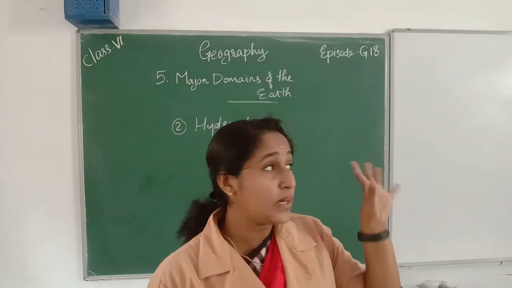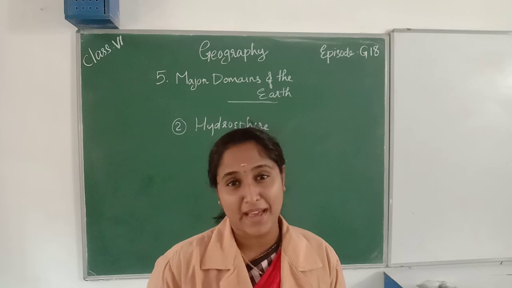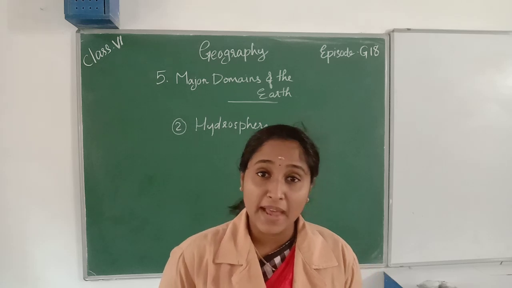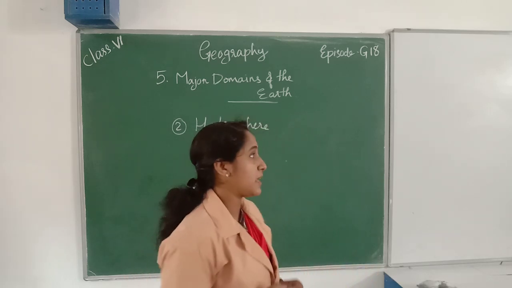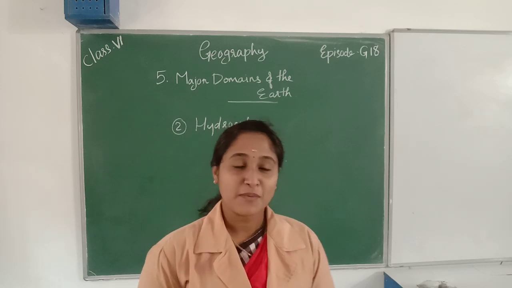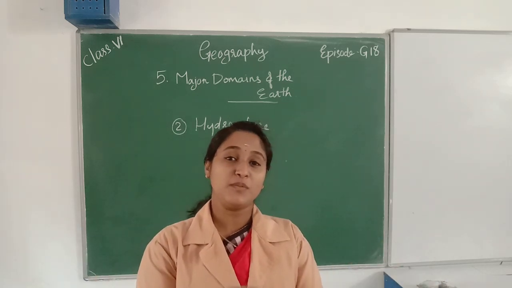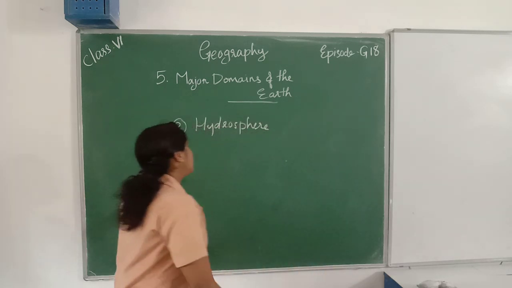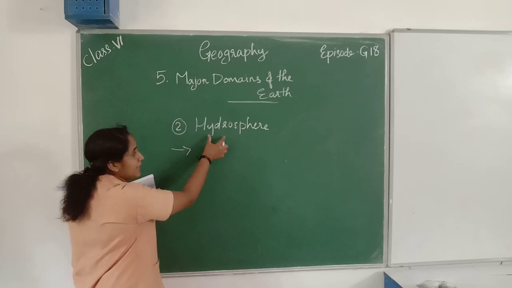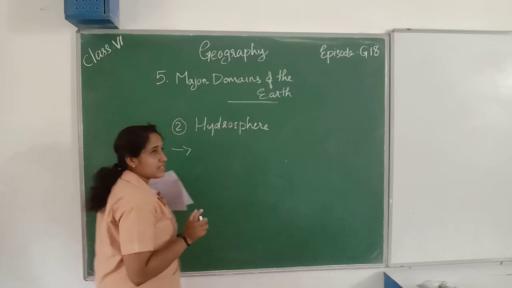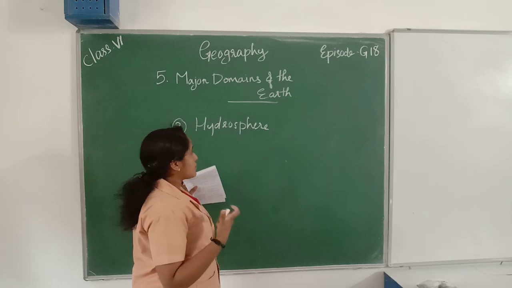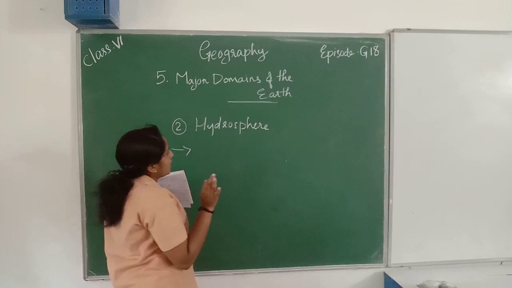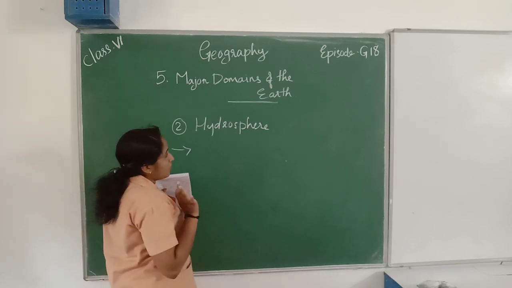We know that our earth is called a blue planet, right? Why are we calling our earth the blue planet? Yes, because of what? We know that our earth is covered with water bodies, right? So earth is called the blue planet. Hydrosphere. What do you mean by hydro? Hydrogen and oxygen. In chemistry we see that it is water, right? So hydrosphere means the water area of our earth.